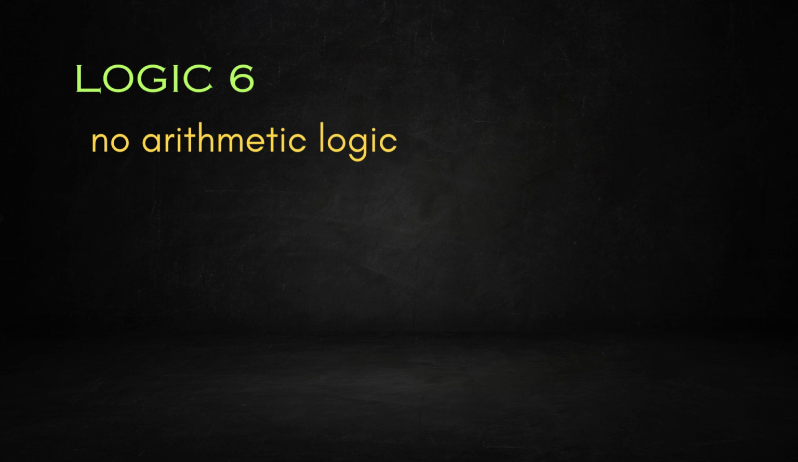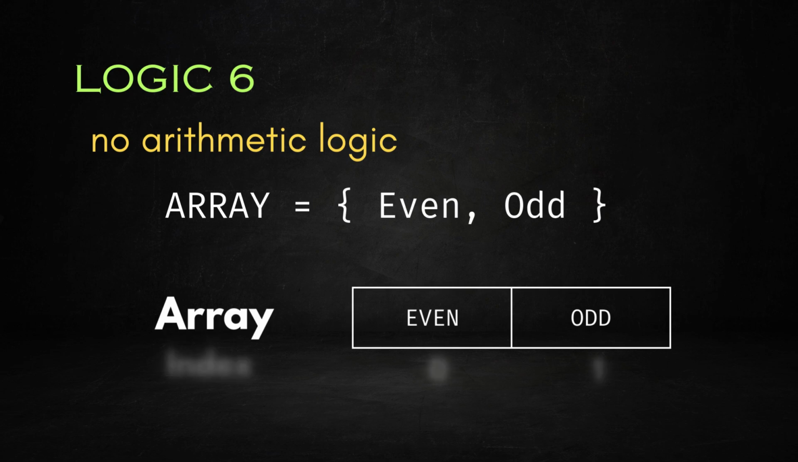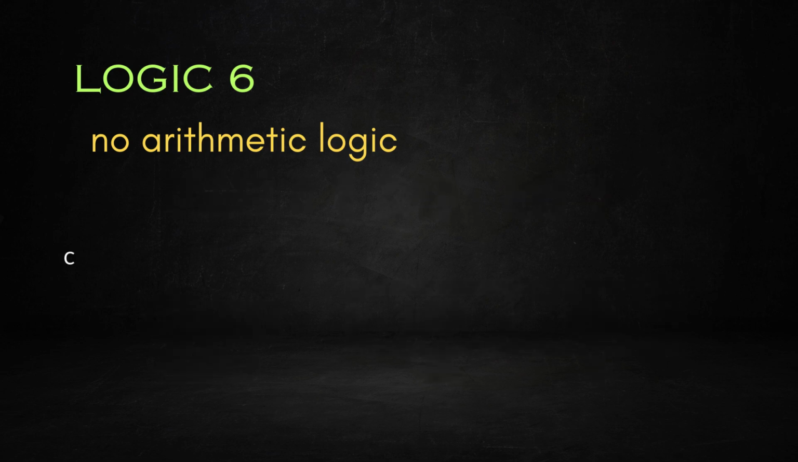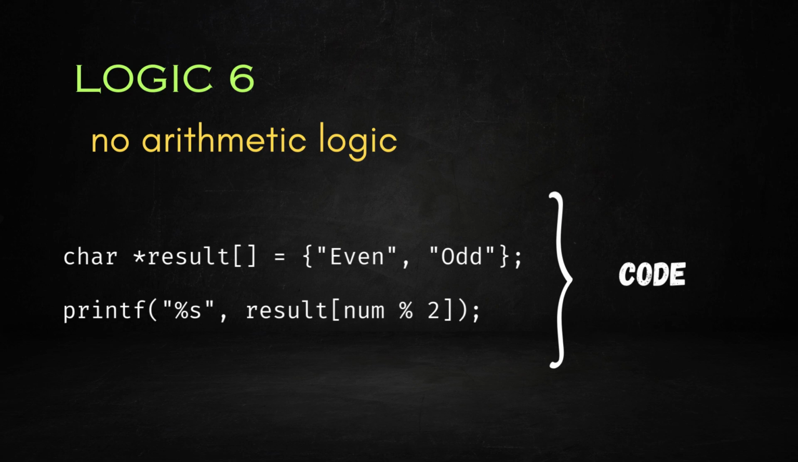Logic 6. Without any arithmetic logic, smart approach. And now, a smart and different approach. We store 2 strings, even and odd, inside an array. char *result_array[] = {"even", "odd"}; printf("%s", result_array[number % 2]). Here, the number itself decides which value to pick. This logic forces you to think differently and improves problem-solving skills.